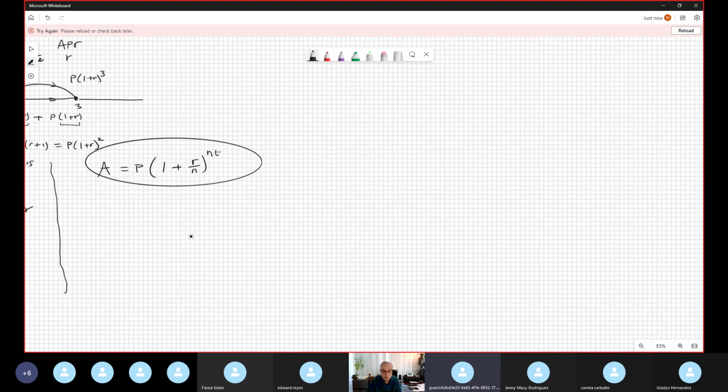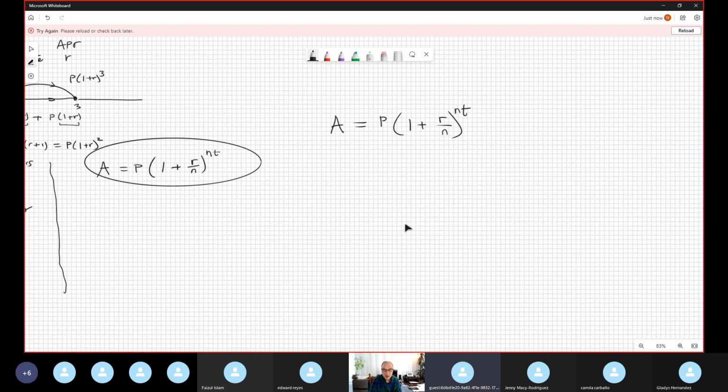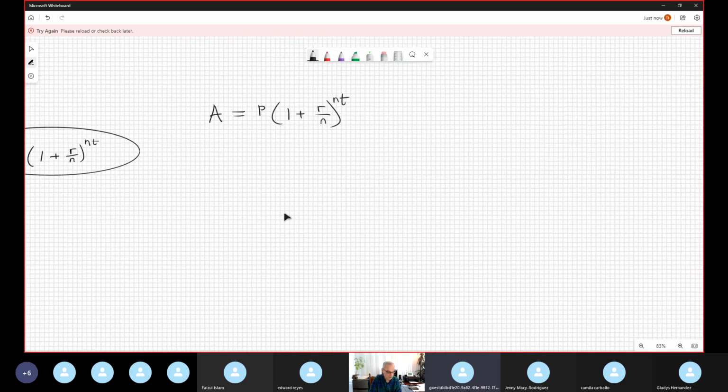Future value is equal to present value, parentheses, 1 plus R over M, raised to the MT. This will look like an exponential. The money increases exponentially with time, the independent variable. Okay, this formula is the formula for the future value.